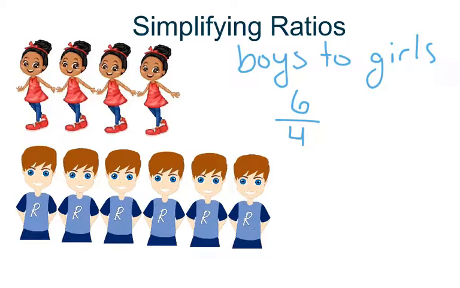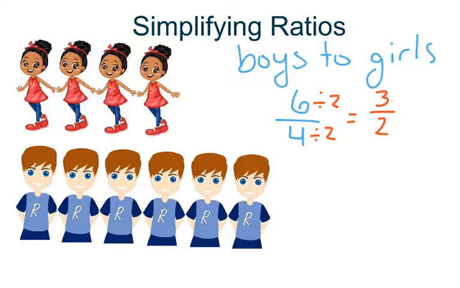And what you may remember is when we're simplifying, we want to factor out those common factors. So what can we divide 6 and 4 by? Well, they're both even, so I'm going to divide both of them by 2. That tells me that we have a simplified ratio of 3 to 2. So we could say the ratio of boys to girls is 6 to 4, but we can also say the ratio of boys to girls is 3 to 2.